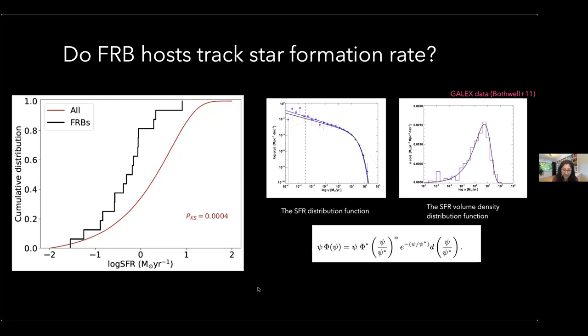So we conclude that FRB hosts have lower masses and star formation rates than randomly selected galaxies which are weighted by their masses and star formation rates. So this implies FRBs track some other property which may be yet to be known. Also, whether FRBs are tracing star formation rate or stellar mass within their host is a different question to ask. And Alex is going to talk more about that in her presentation next.